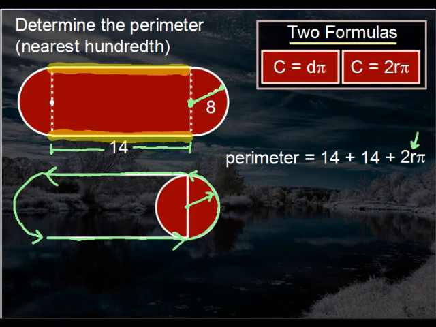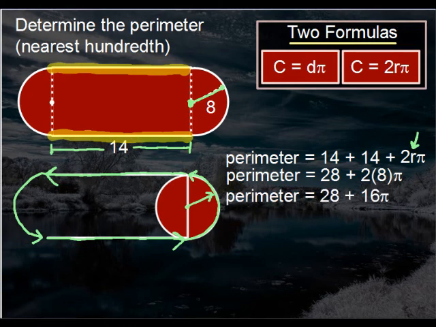Let's go ahead and plug that into r. The two 14s give us 28, and then you get 2 times 8 pi, and multiply that and you get 16 pi. And that would be it if we wanted the answer in terms of pi, or in other words, the exact answer.